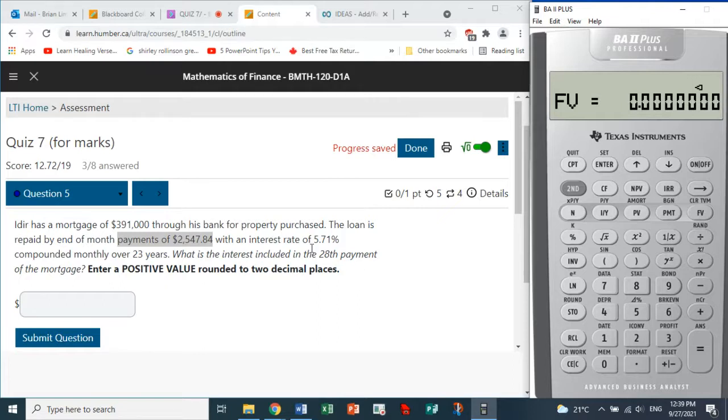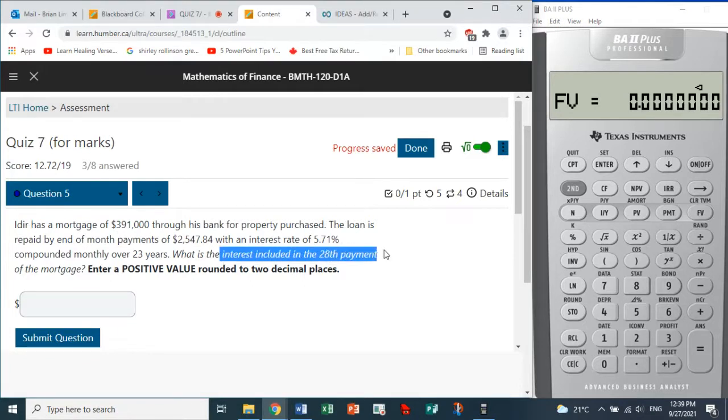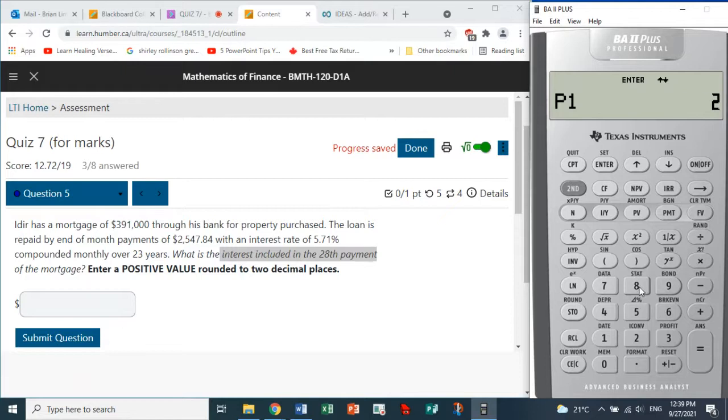Okay. So we want the 28th payment. So how do we do that? Well, you want the interest included in the 28th payment. So we go second PV. We get to the amortization table. For P1, we put in 28. Okay, enter. And P2, we will also put in 28 because we're interested only in the 28th payment.